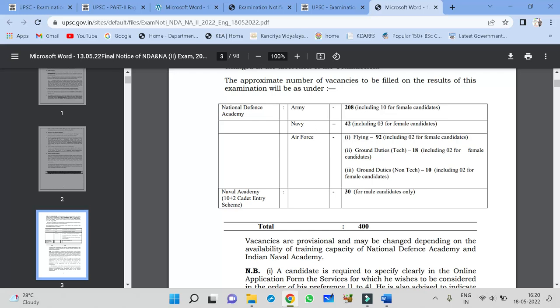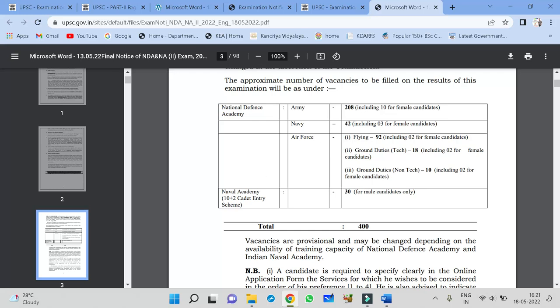And in Air Force, flying 92 seats, ground duty technical 18 seats. Ground duty means technical, right? And ground duty non-technical 10 seats. In the 92 flying seats, 2 seats are for female candidates, in the 18 ground duty technical seats, 2 seats will be for female, and in the 10 non-technical, 2 seats will be for female. So this is in Air Force.